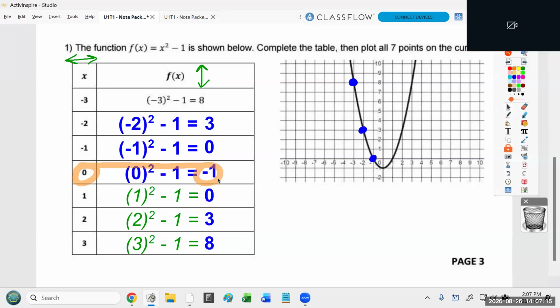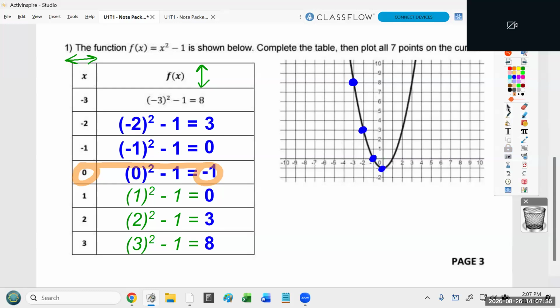Okay? So this point says don't go left and right at all. Start at the origin, don't go left and right at all, just go down 1. So that is a completely different point than what we got a moment ago.